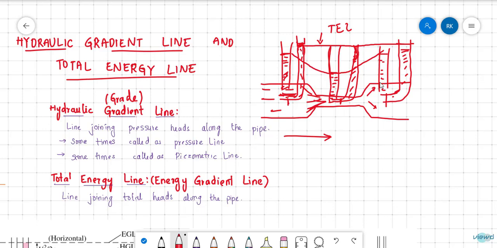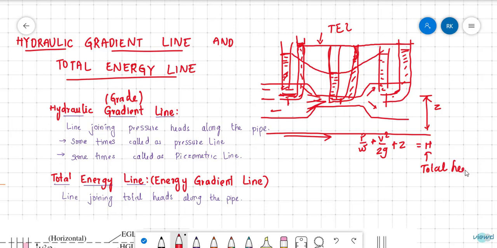What is total head? Total head means P by W plus V square by 2G plus Z. Suppose this is Z, so this is called the total head. And the line joining total heads at every section of the pipe is called the total energy line or energy gradient line. I am representing this with HGL and the energy gradient line with EGL.